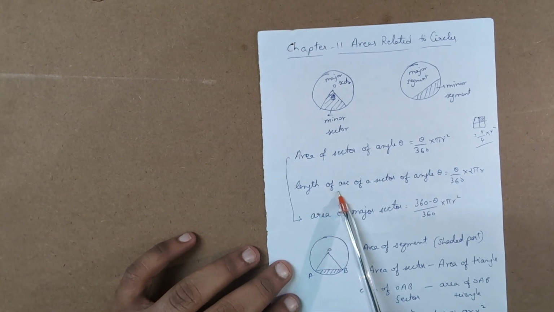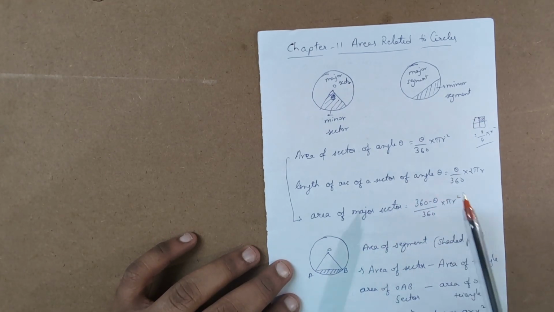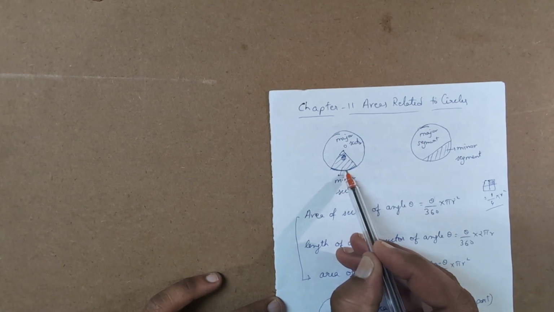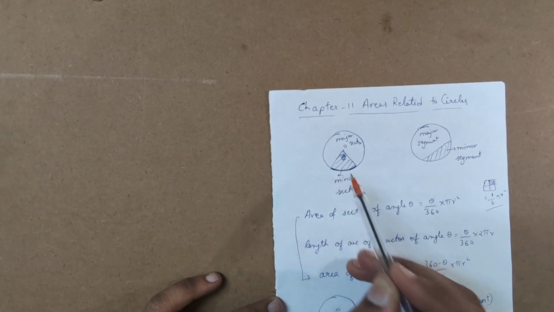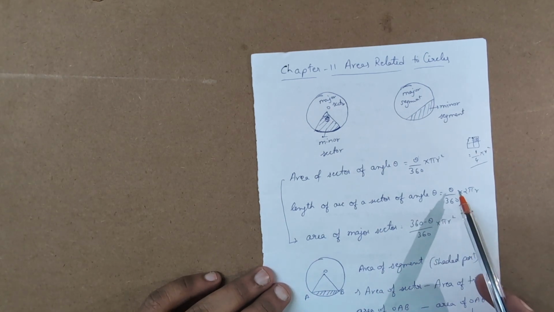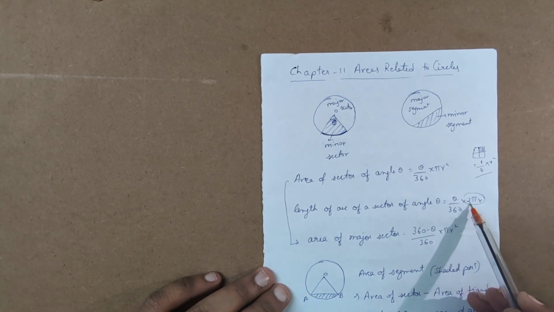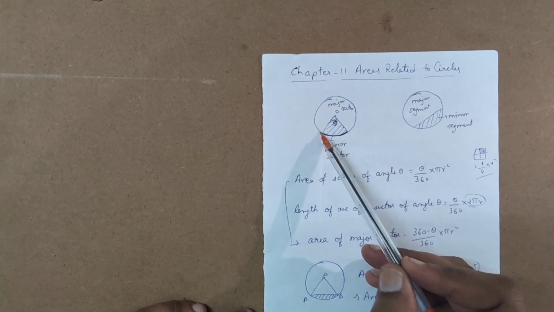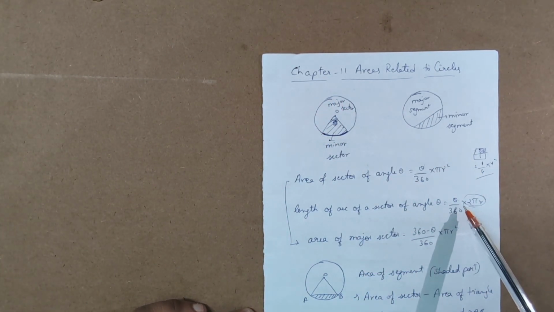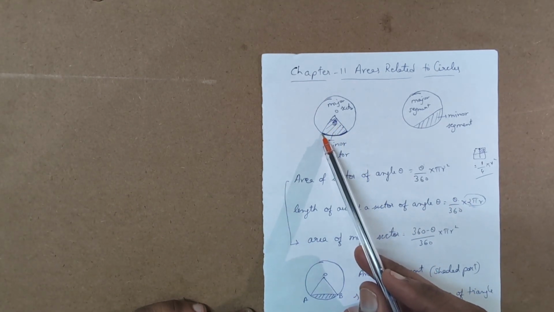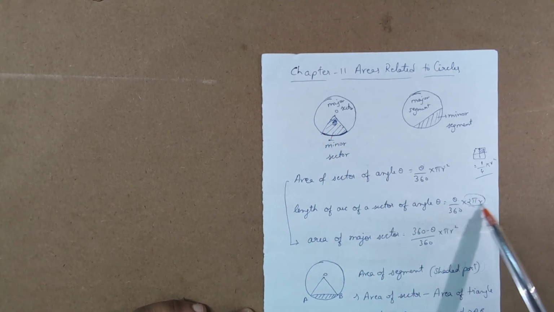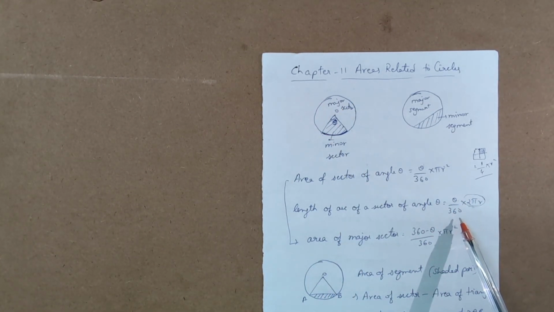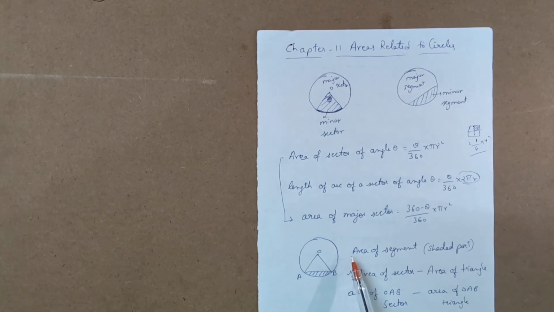Whereas how to find the length of the arc of a sector of angle theta, that is, they want to find the length of this arc. So how to find the length of this arc? The formula is theta by 360 into 2 pi r. Here 2 pi r is the circumference of a circle, that is this total length. The same logic as for the area: the angle theta by total 360 into 2 pi r, the total circumference. In this way the length of the arc of a sector can be defined.